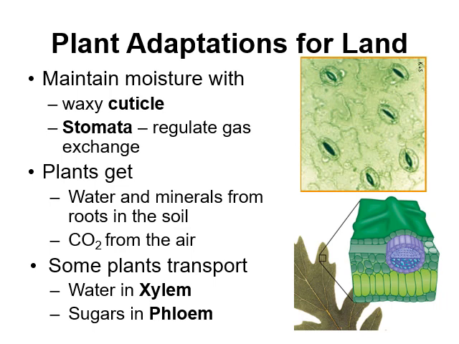Right, and how they've learned how to reproduce on land, or not necessarily learned, but how they evolved to reproduce on land, is using things like pollen, using things like cones, coming up with new ways of reproducing that doesn't require sperm swimming through water.